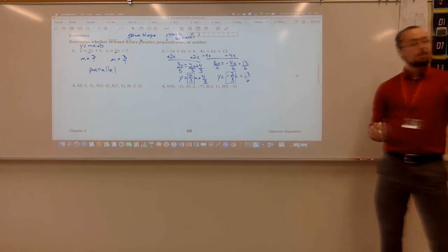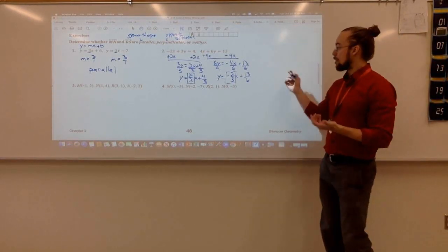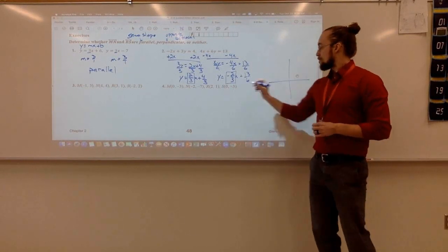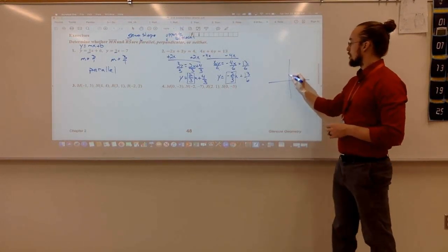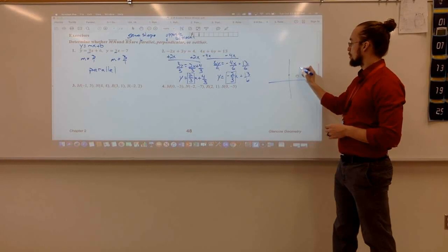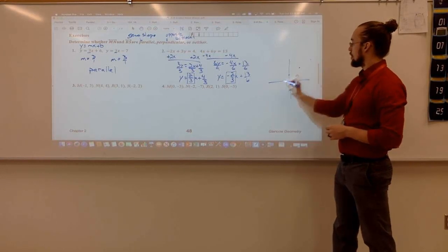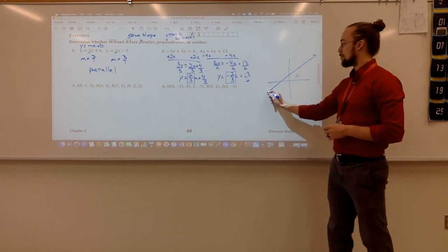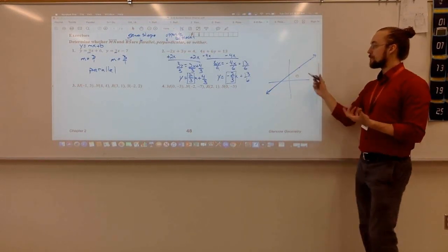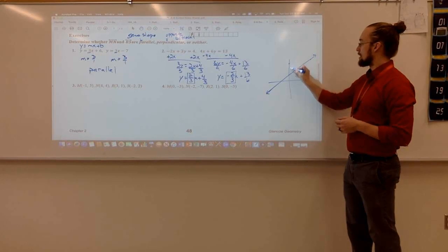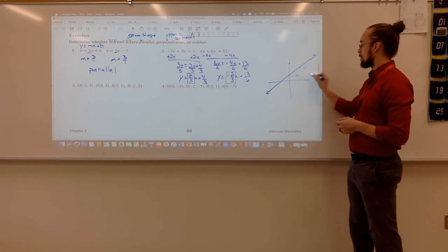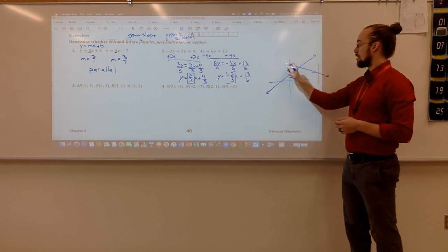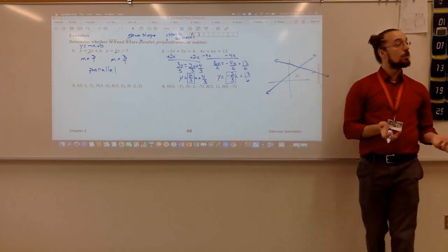So if we think about what those slopes would look like, if we graph those lines, a slope of 2/3 would mean I go up 2, right 3, up 2, right 3. So this would be a slope of positive 2/3. Well, a slope of negative 2/3 would mean I'm going down 2 over 3, down 2 over 3. So we would end up with something like that. So those lines aren't parallel.